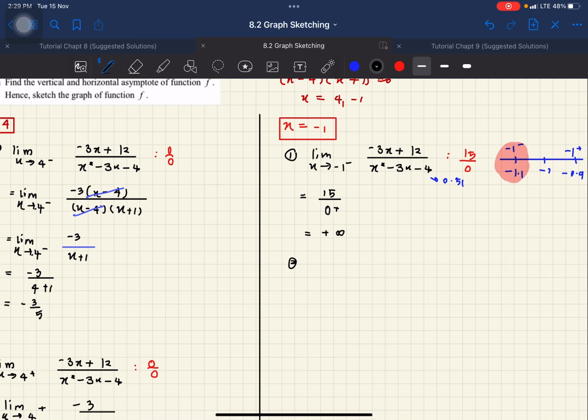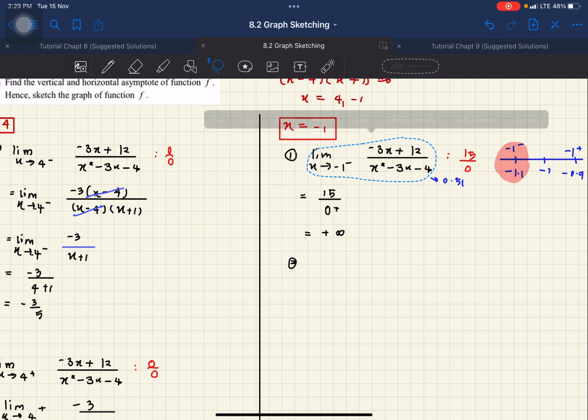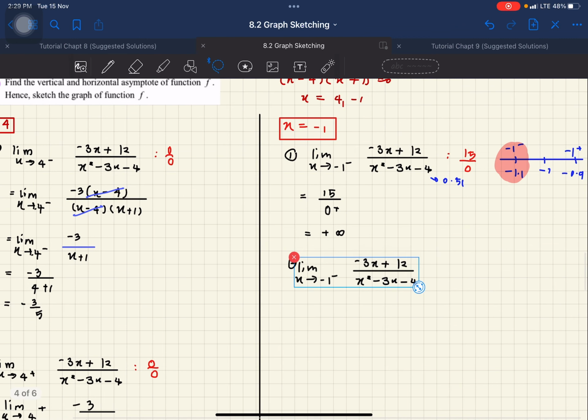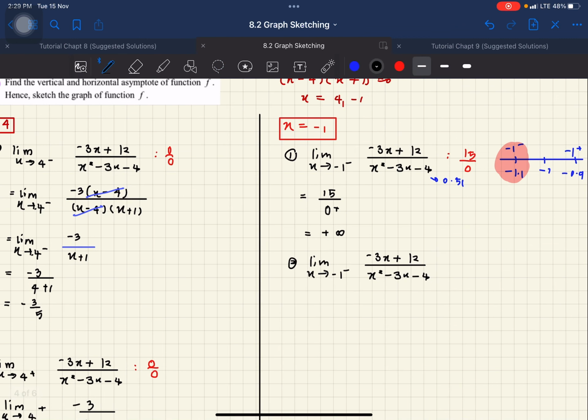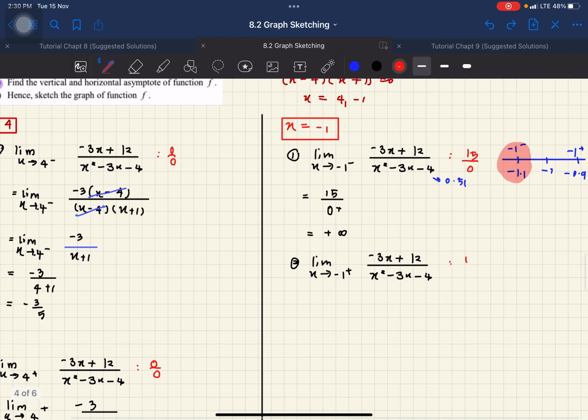Right, next one, number 2. Okay, so what are we finding for number 2? Now we want to find the limit as x approaches negative 1, but from the right. Alright, so just change it to the plus, positive. Okay, so again, when we try direct substitution, you will get 15 over 0 as well.